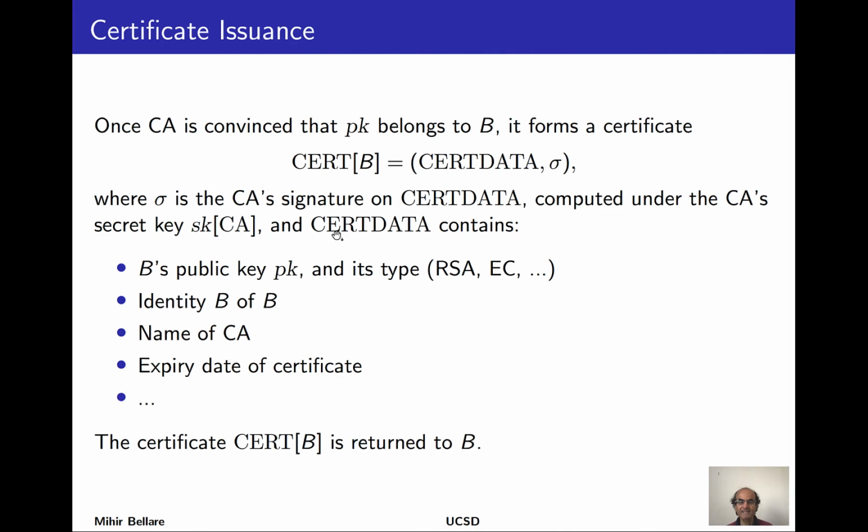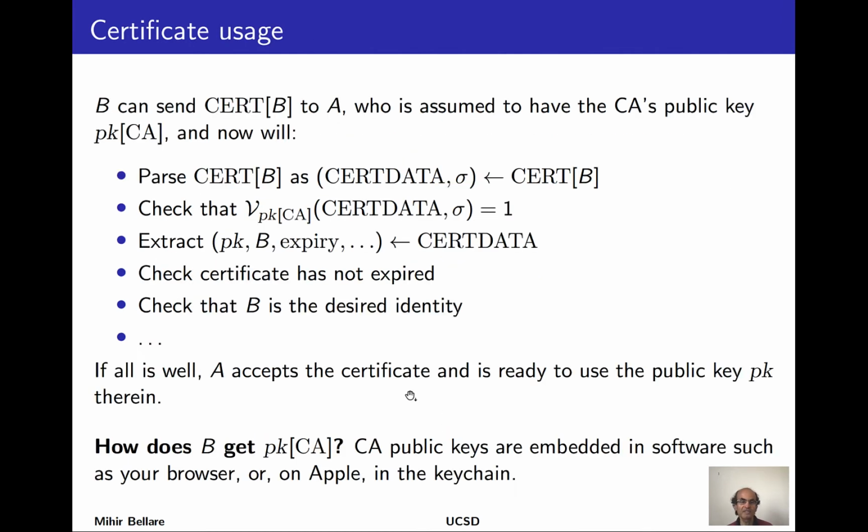Now, what is there inside this cert data? Well, it depends on the type of certificates and usage, but things that are fairly typical are, of course, the public key itself. This is where a recipient will extract it. Information about it. Is it an RSA key, an elliptic curve key? What is the modulus size or group size and so forth? What is the identity of the party? Who is the CA that's issued this? Certificates do come with expiry dates and so forth. And there are standards like X509 for these types of things. Once the certificate is created, it's returned to the requester B. It's B's job to disseminate it further.